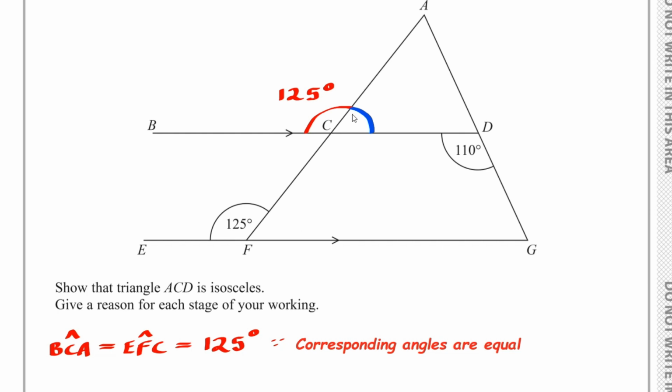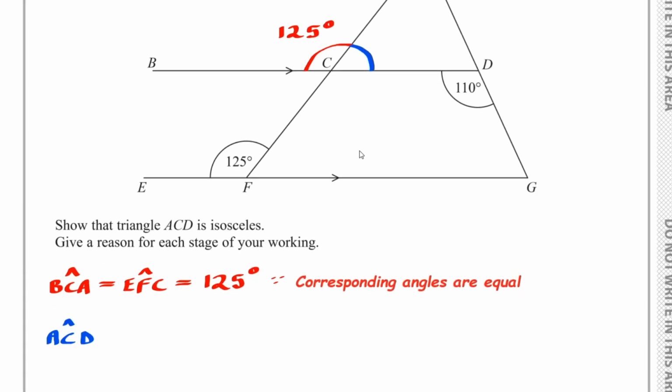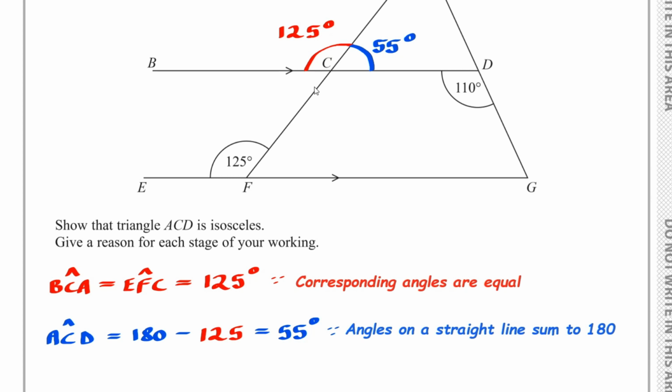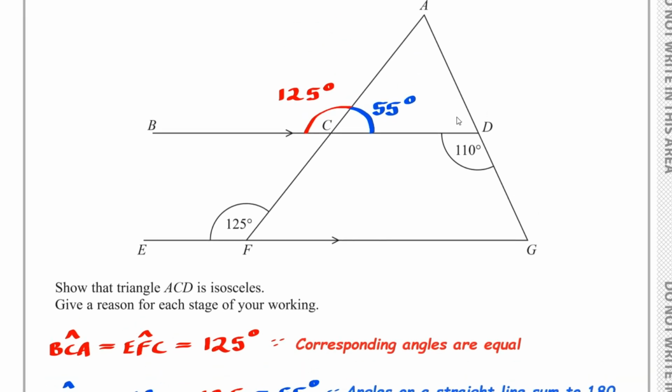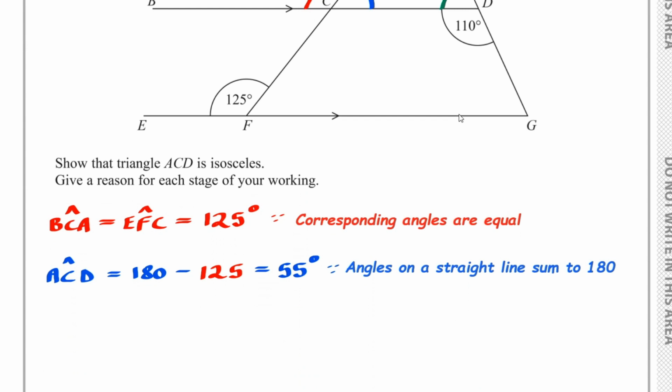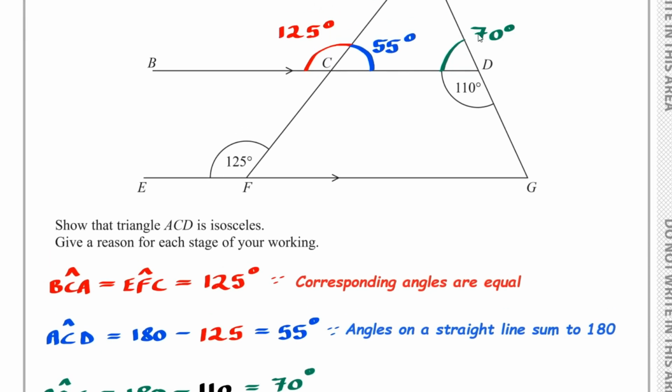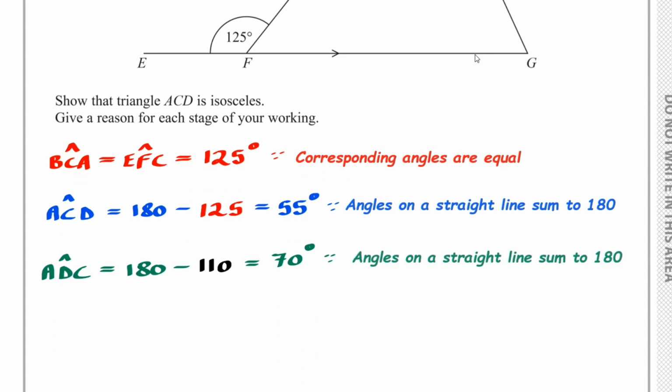We can now find out what this angle here is. So the angle ACD, that's equal to 180 subtract this 125, which is 55 degrees. And the reason for that is because we've got angles on a straight line which sum to 180. I can also find out what this angle here is. So the angle ADC, that's equal to 180 subtract the 110, which is 70 degrees. So I've got 70 degrees here, and the reason for that is because I've got angles on a straight line.